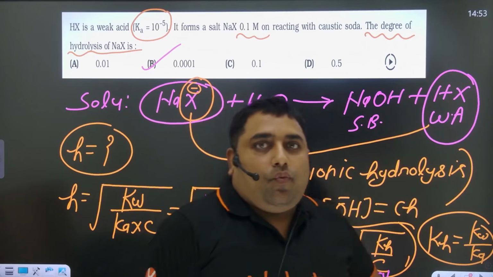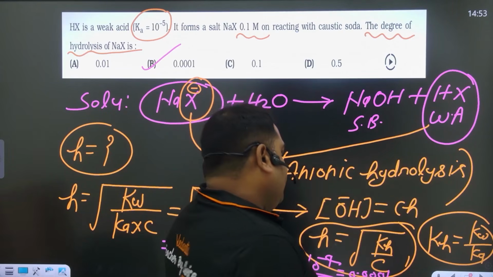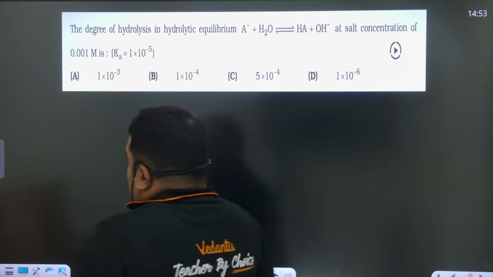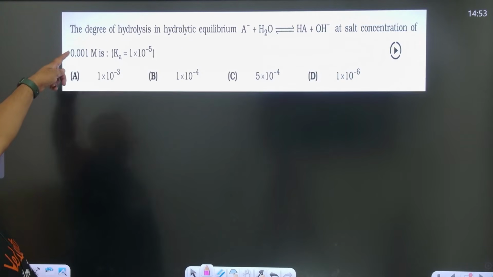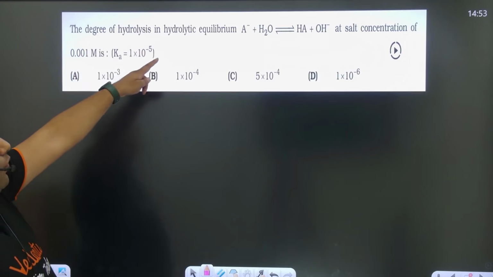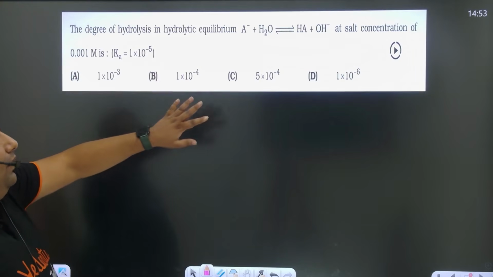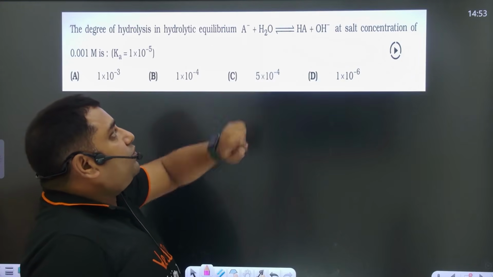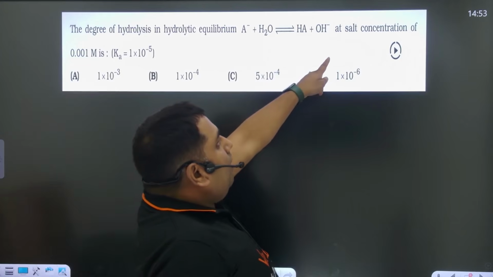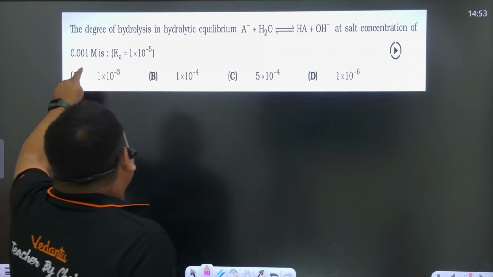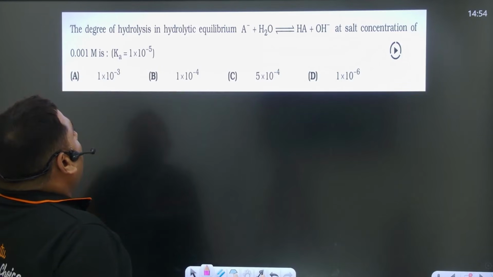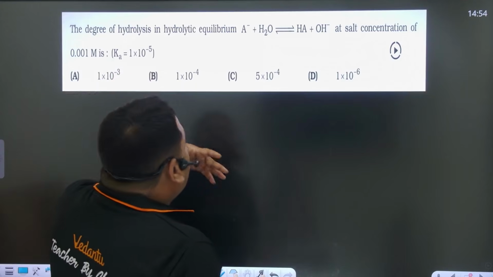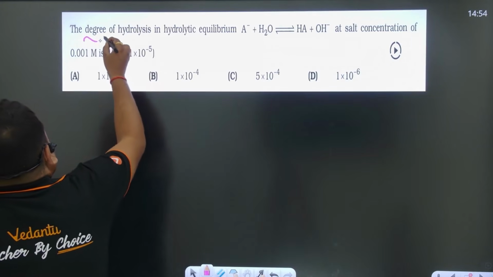Now let us take one more example, right? See the question. The degree of hydrolysis in the hydrolytic equilibrium, that is A minus plus H2O gives HA plus OH minus, at a salt concentration of 0.001 molar is, and Ka is given in the question. Basically they ask in the question the degree of hydrolysis.